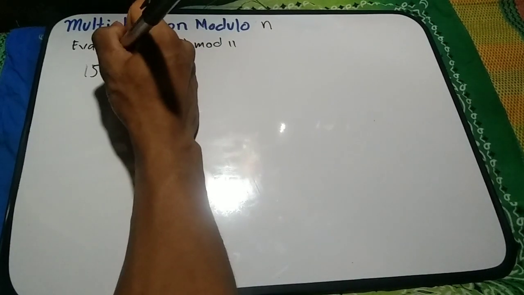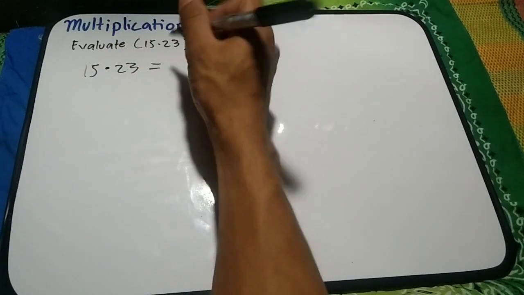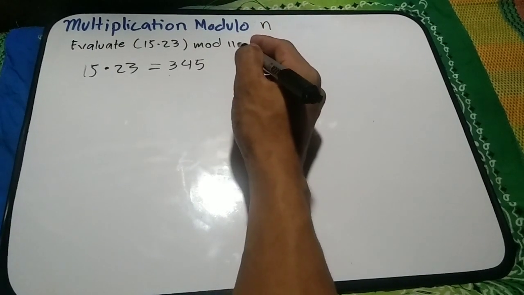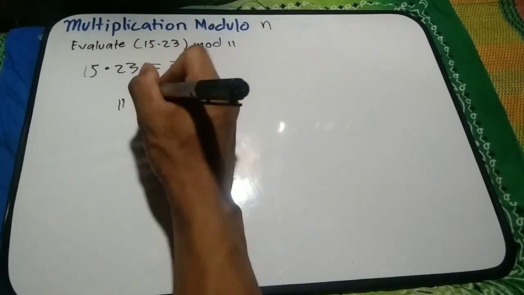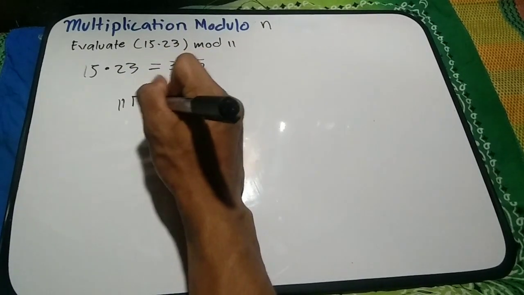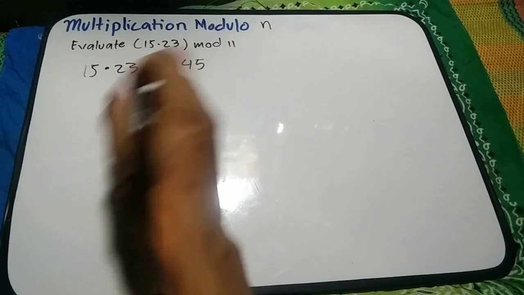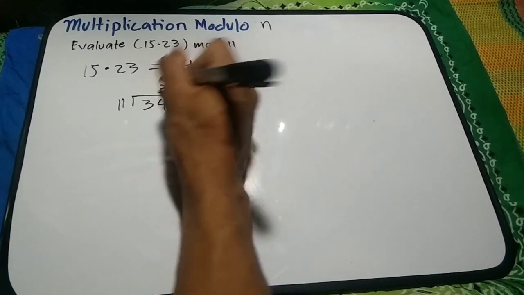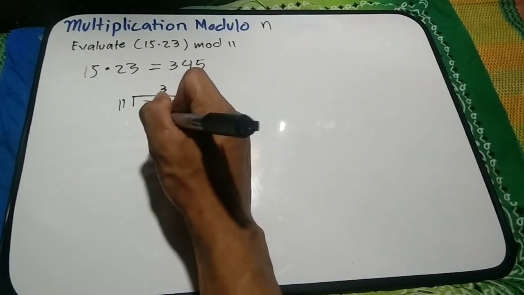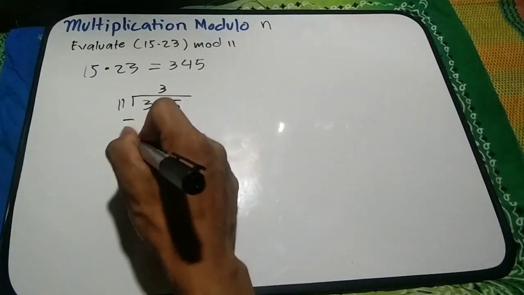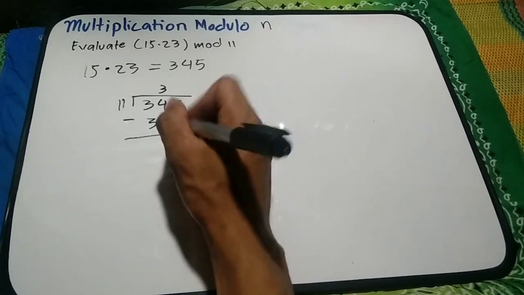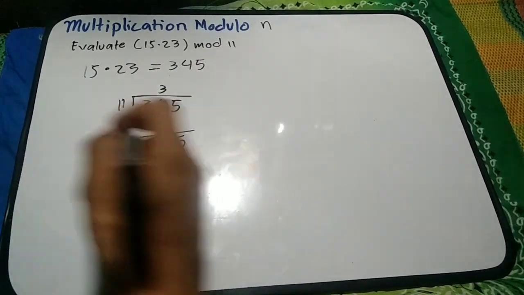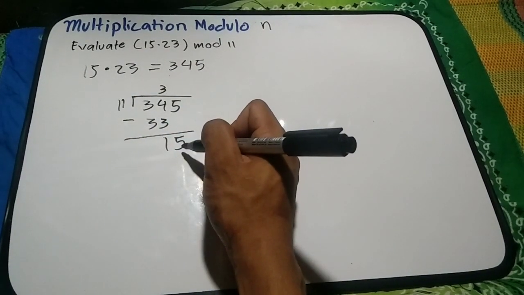15 times 23 equals 345. Divide by modulus 11. 11 divides 345. 11 divides 34 three times. 3 times 11 is 33. Subtract. 34 minus 33 is 1. Bring down 5.